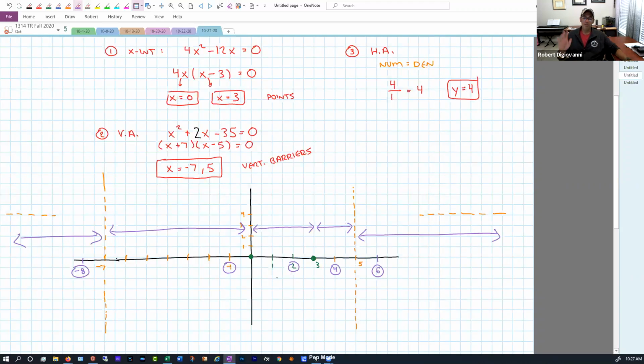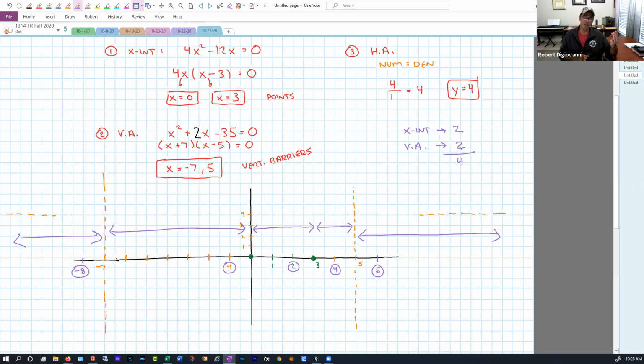Now, here's a little tip for you. How many test points do we have here? 1, 2, 3, 4, 5. We have 5 test points. How many x-intercepts did we have? We had 2, right? How many vertical asymptotes did we have? We had 2, right? That's a total of 4. You will always have one more test point than you do vertical asymptotes and x-intercepts added up. So if together you have 2 x-intercepts and 2 verticals, that's 4, then you should have 5 test points.